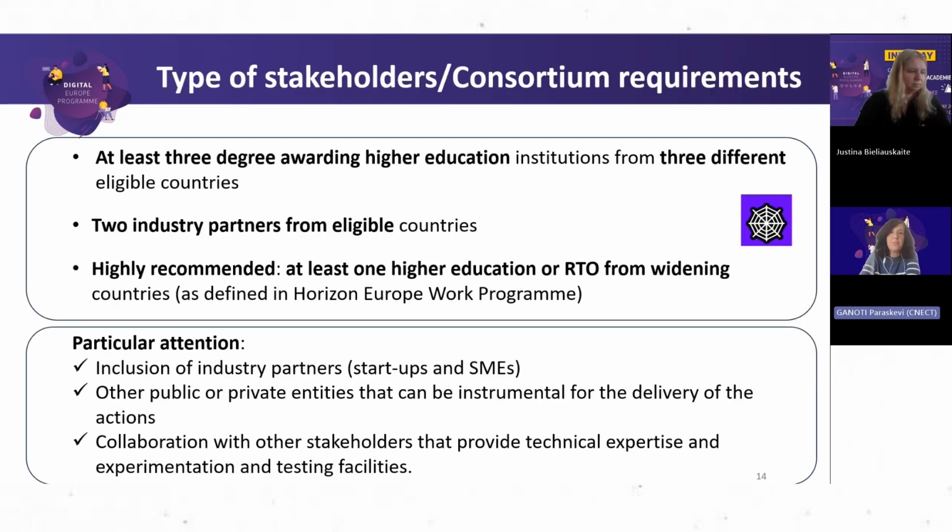Next slide, please. For the type of stakeholders, what is required is at least 3 degree-awarding higher education institutions from 3 different eligible countries, and on top of that, 2 industry partners from eligible countries. This means that the industry partners from eligible countries must also be in countries where the higher education institutions are. It's not that they have to be in completely different countries from those of the higher education institutions.